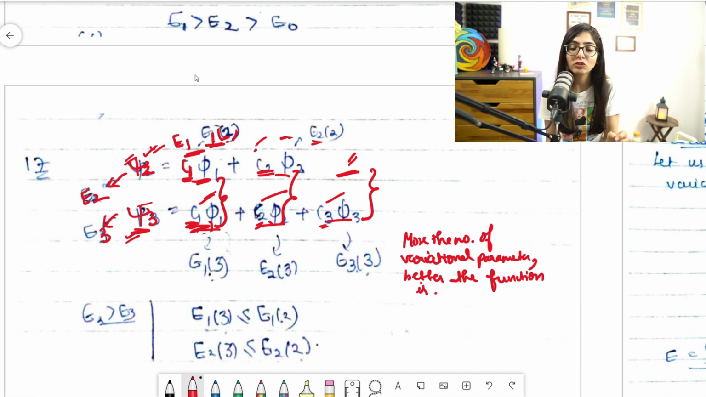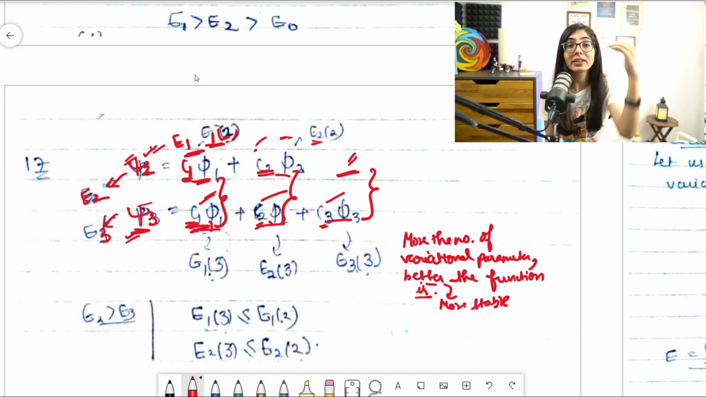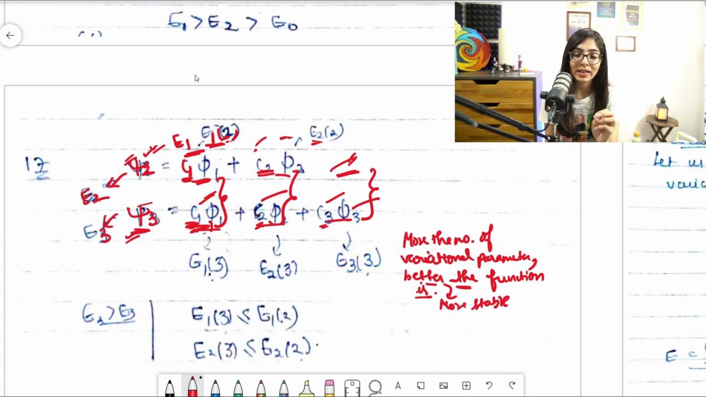The significance is that it will be more stable, nearer to the exact system, because these are random functions, but there is also some exact system, and it yields some exact energy. So this psi3 function will correspond more closely to the exact system, and its energy will be closer to the exact energy than E2.